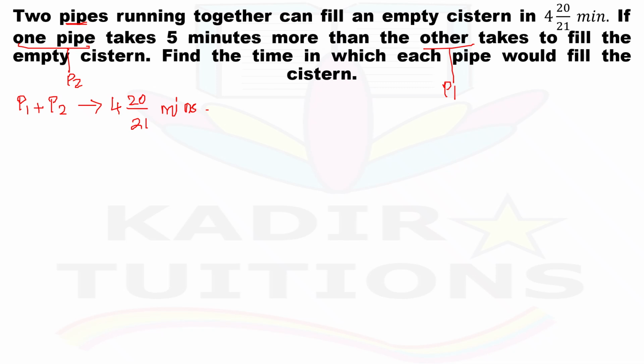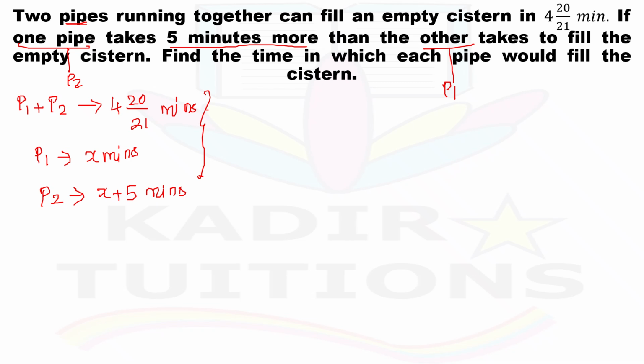So pipe 1 is going to take, let's consider, X minutes to fill the cistern. Then what about pipe 2? Pipe 2 is going to take 5 minutes more than pipe 1, so I can write it as X plus 5 minutes. So these are the inputs we have taken from the question. Now what is the question? Find the time in which each pipe would fill the cistern.